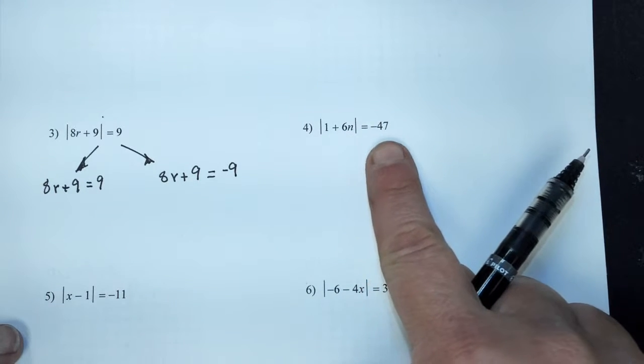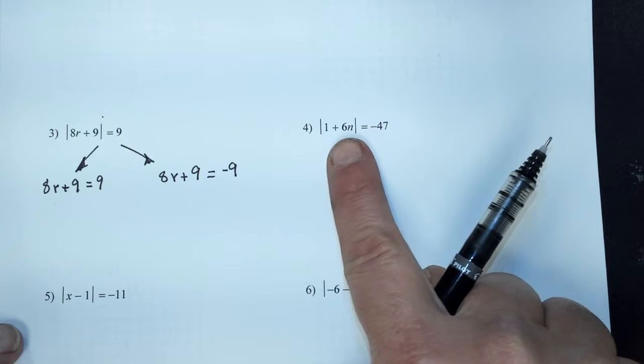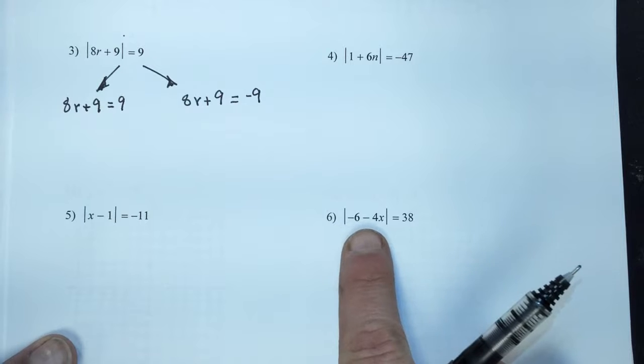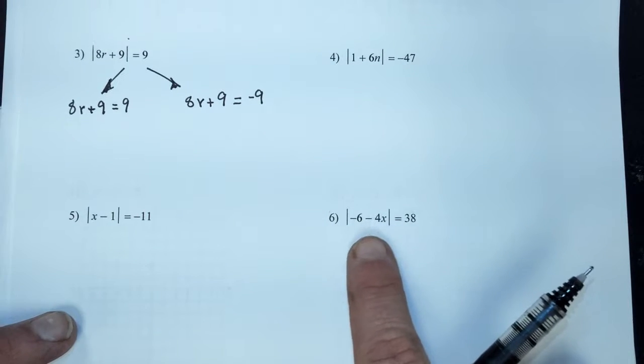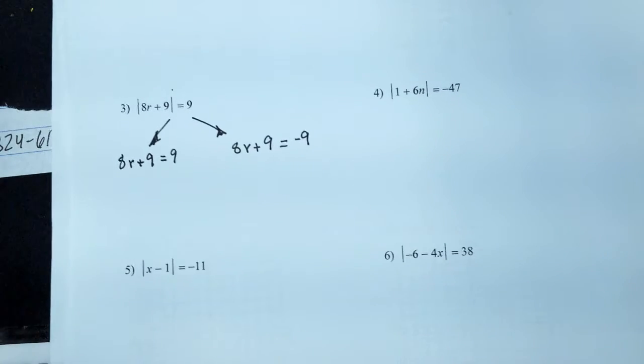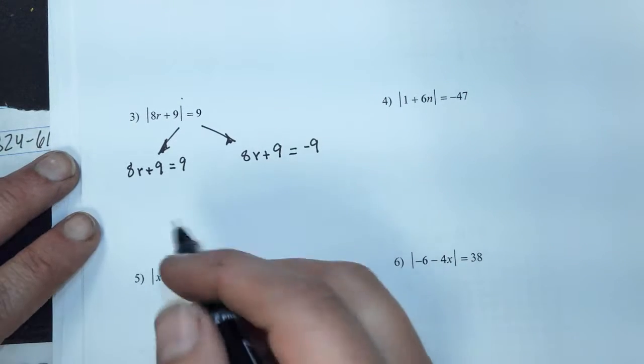1 plus 6n will equal negative 47, and 1 plus 6n will equal 47. And here, negative 6 minus 4x will equal 38, and negative 6 minus 4x equals negative 38. And you'll solve it twice.